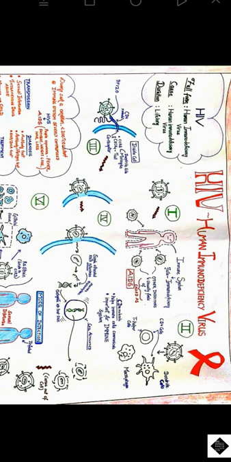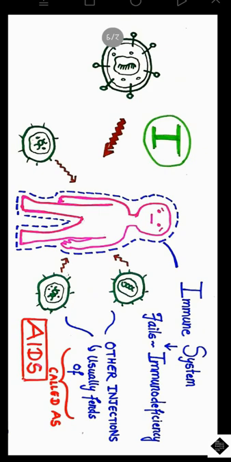So here we go. First of all, HIV, or human immunodeficiency virus. This virus targets the immune system, due to which the immune system fails, called immunodeficiency, and this also increases the risk of infection that our body will not be able to fight. This condition is referred to as AIDS, or acquired immunodeficiency syndrome.